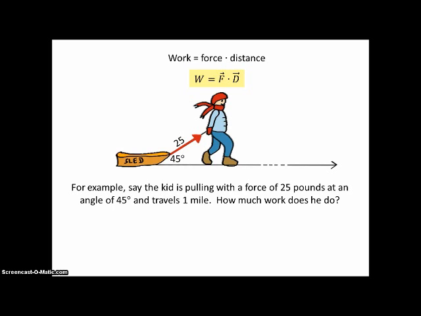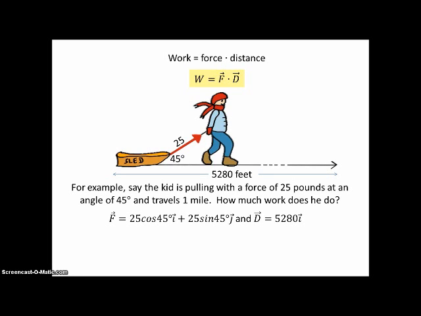25 for the force vector, 45-degree angle, and now he's going to go 5,280 feet. Because remember, work, we usually use foot-pounds, so change the mile into feet. Now, vector F is the cosine times i. If we change this into a sum of the two perpendicular vectors i and j, then the i vector component would be multiplied by 25 cosine 45, and the j component would be 25 sine 45 degrees. And then the distance is just along our x-axis.